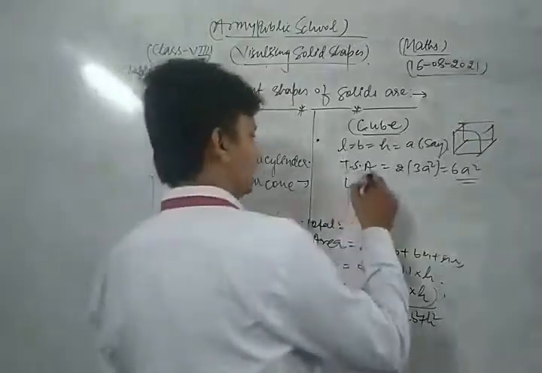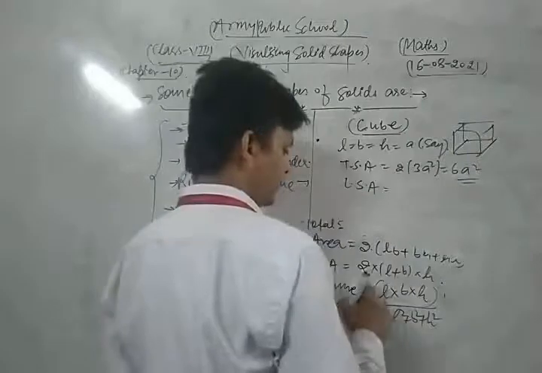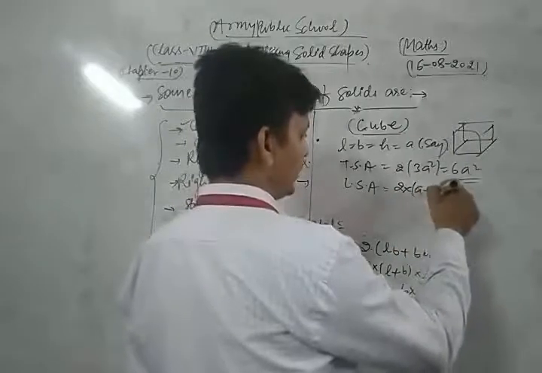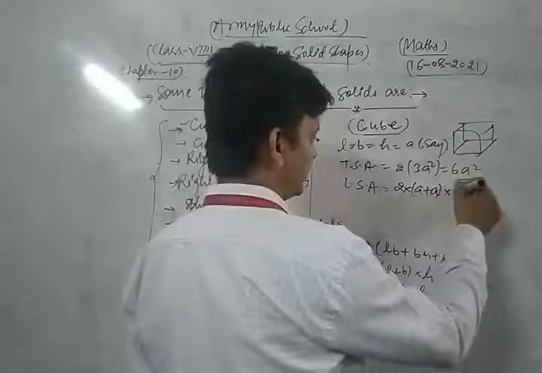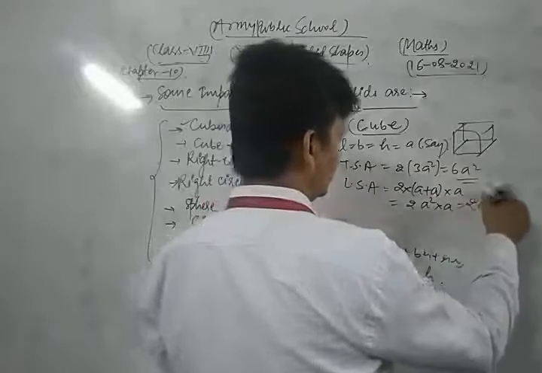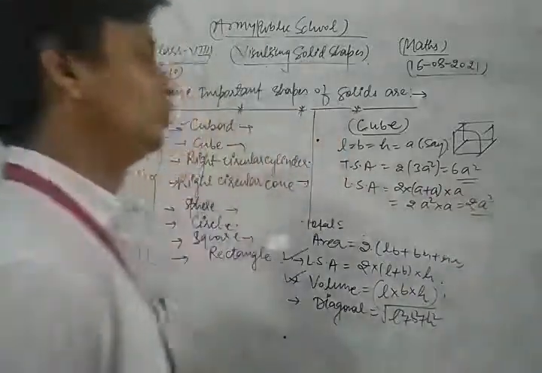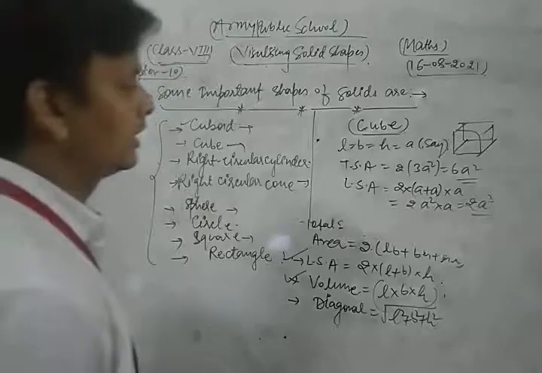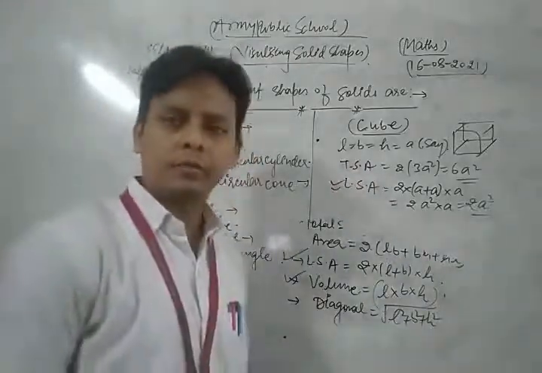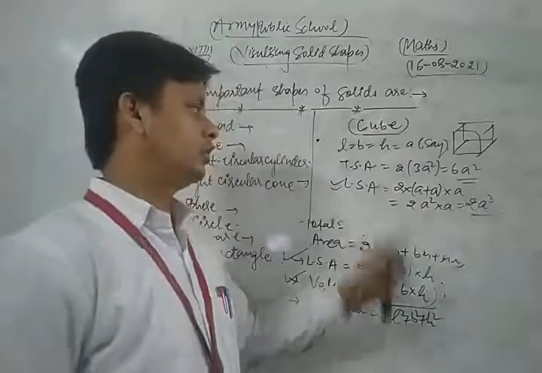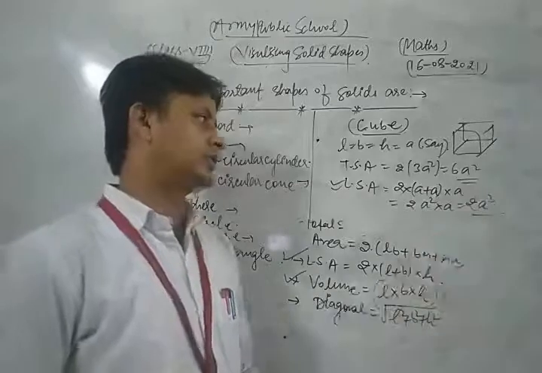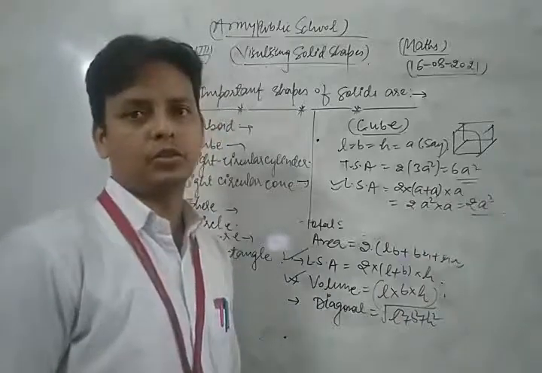Similarly, what is the lateral surface area? 2 into (l plus b) into h. If you put L is equal to a, B is equal to a, and H is equal to a, dear friends, then we get 2 into 2a into a, that is 4a square. So 4a square is the lateral surface area of the cube.